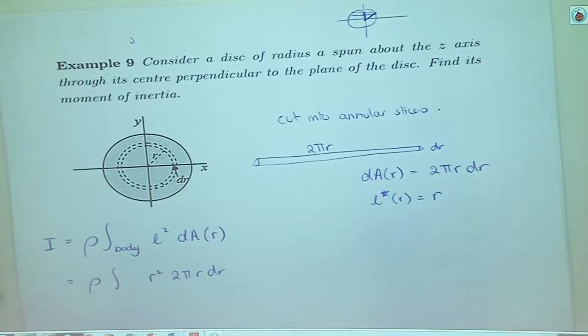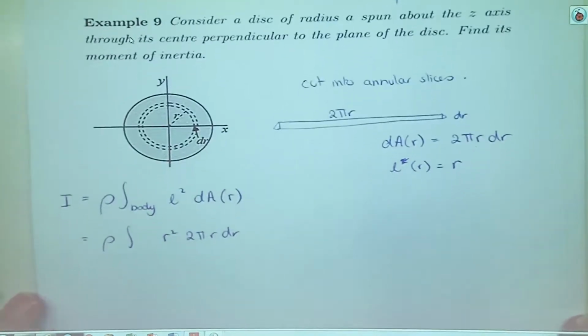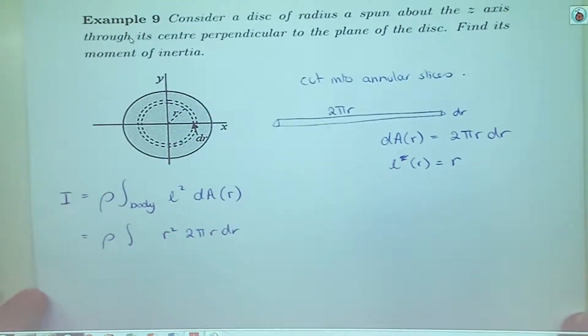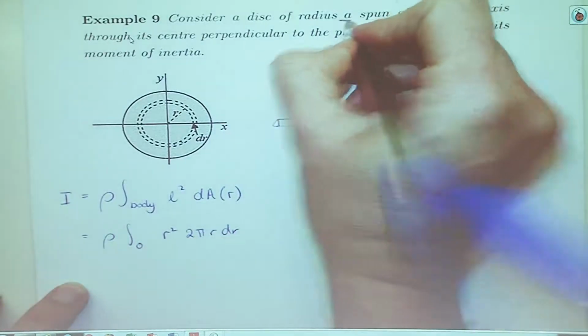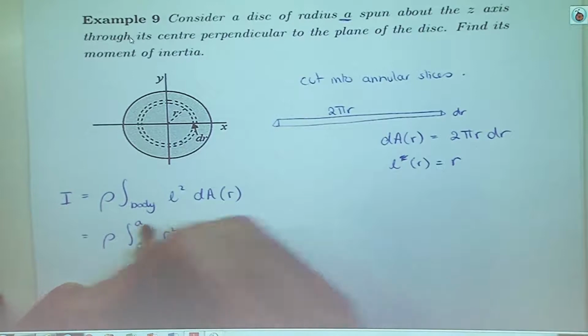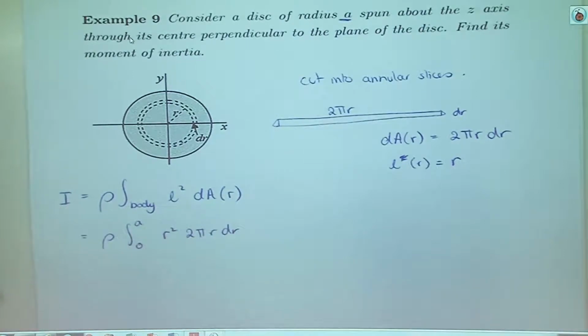All right, bounds on integration. We're integrating with respect to r. What's the smallest radius of these little circles and the biggest radius? Yep, the biggest is going to be a, right? So from 0 to a. All right, here's an integral we can do.